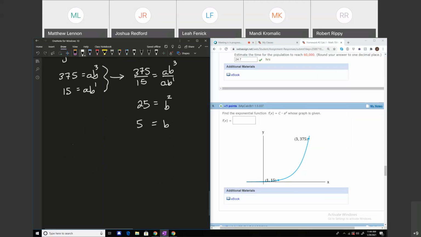And then we know that our exponential equation looks like y equals a times 5 to the t. So we just want to plug in one of those points. Let's plug 1 and 15 in. So 15 for y, 1 for t, divide by 5, and we see that a is equal to 3. So our function is y equals 3 times 5 to the t.